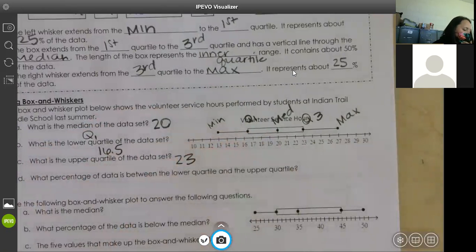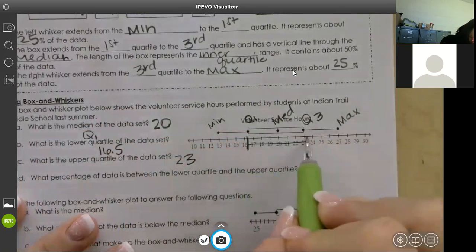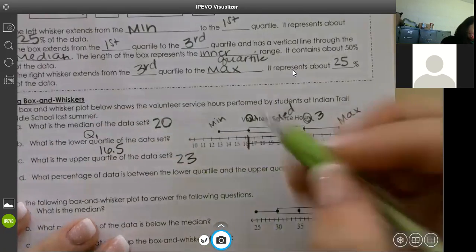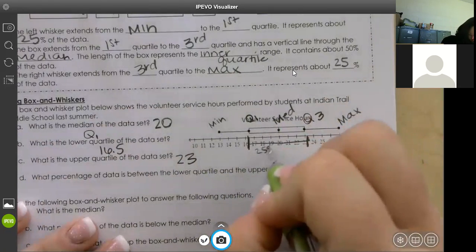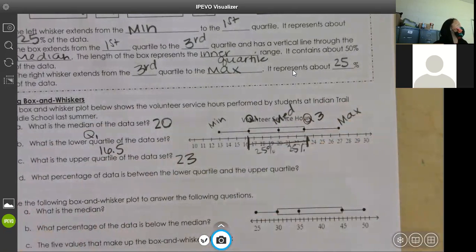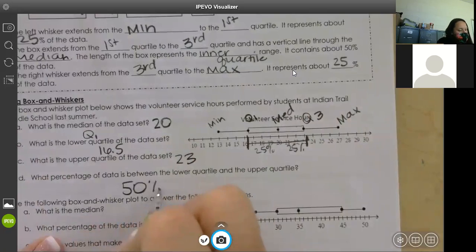What percentage of data is between the lower quartile, so right here, lower quartile, and the upper quartile? Remember we said each section was 25%. So this is 25%, and this other section is 25%. So how much total is in that? 50%. That's it.